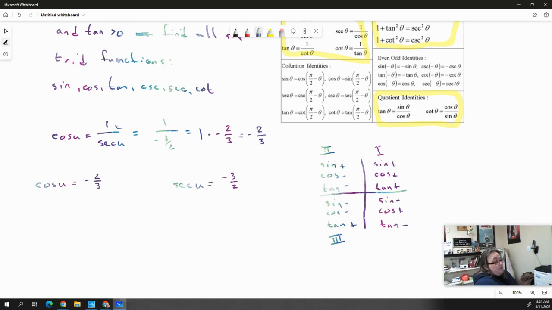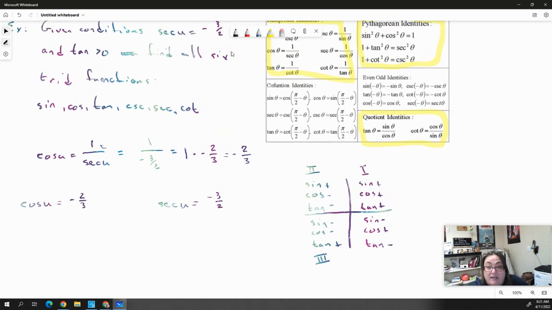The reason I'm explaining this to you is because in the beginning, we were given 2 pieces of information. We were told that secant of u equals -3/2. And from that, we found that cosine of u equals -2/3. Well, that is negative. We know that tangent is positive. So we have to ask, where is cosine negative and tangent positive? Well, that would be right here in quadrant 3.